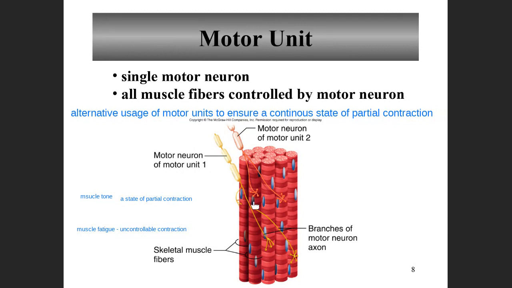And so what you do is you say, okay, why don't I use the motor unit number one now? Three muscle, that's partial contraction, enough to hold up my head. If that is tired, let us relax. Let me call upon motor unit number two, right? Or maybe unit number three, and so forth. So you alternate usage of this motor unit to ensure that you always have this state of partial contraction continuously so that you don't undergo muscle fatigue.